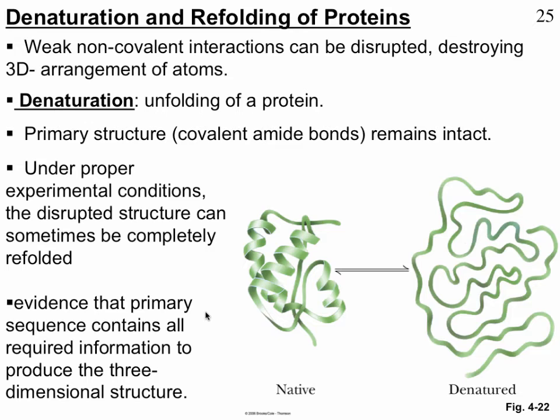So what's really interesting is that under experimental conditions, we can take this denatured structure and actually refold it back again to have a native conformation and all of the activities that it's supposed to have, for some proteins, not all of them. And this is evidence that the primary sequence contains all the information required to produce the three-dimensional structure.